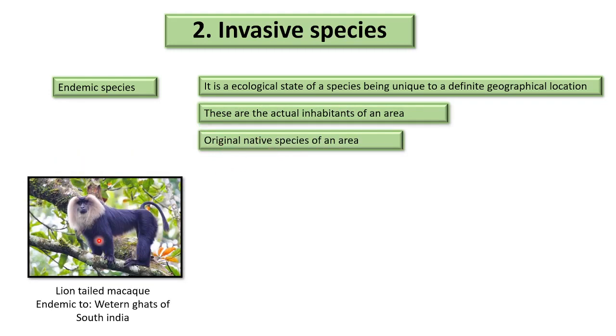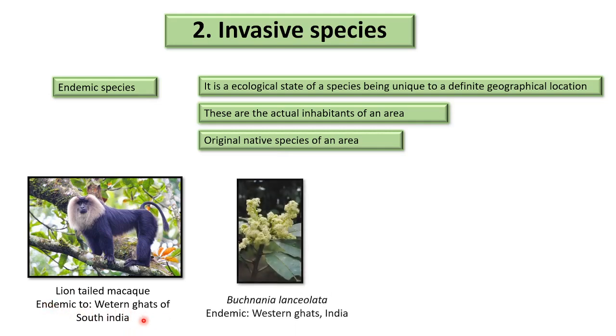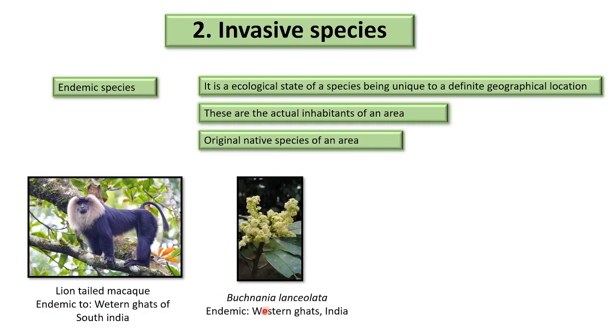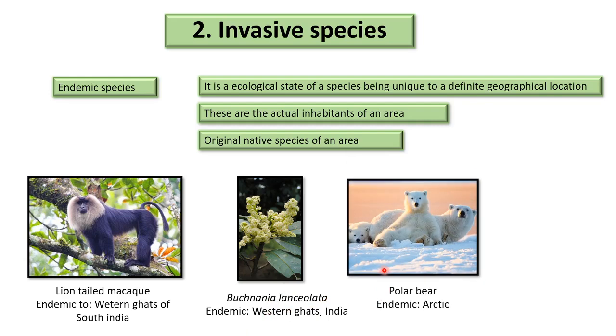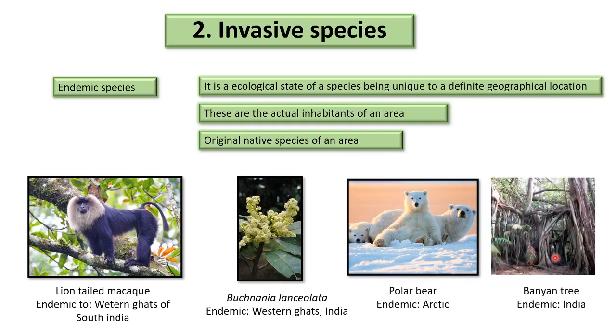For example, lion-tailed macaque is endemic to Western Ghats of South India. Buchanania lanceolata is a tree which is endemic to Western Ghats of India. Polar bear is endemic to Arctic region. And banyan tree is endemic to India. It should be noted that none of these species will be available at any place other than mentioned here. So they are called endemic species. So now, let us know what is invasive species.